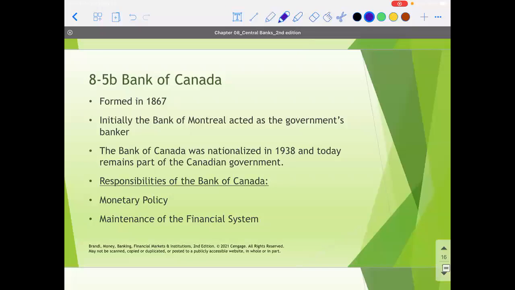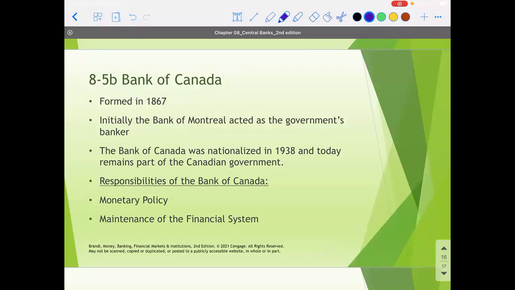And then finally, here we have the Bank of Canada. It's a little bit different in that it's actually a government agency. The Federal Reserve is actually independent of the government. The Bank of Canada, it's not the case. It's actually part of the government. It engages in monetary policy, same thing as the other central banks, and it maintains the financial system.